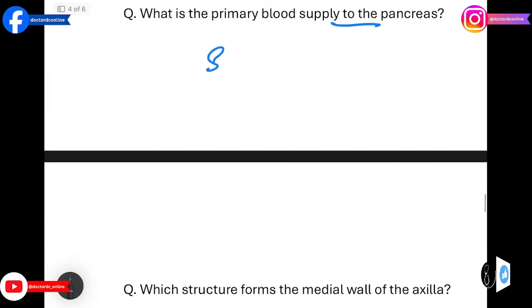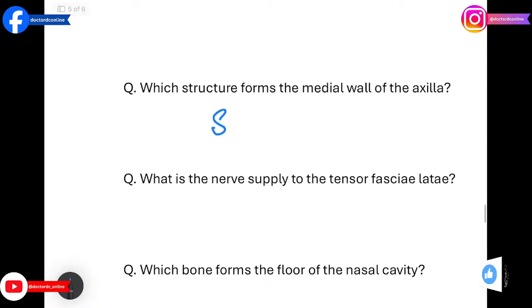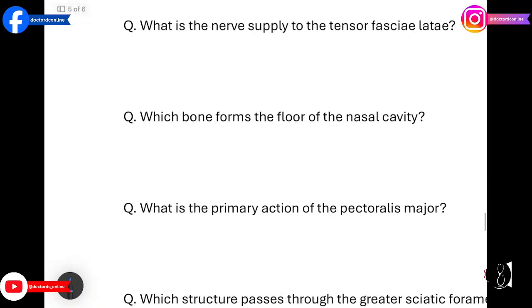The next question is what is the primary blood supply to the pancreas? And the answer is the splenic artery, because its branches along the pancreatico-duodenal arteries supply the pancreas. The next question is which structure forms the medial wall of the axilla? And the answer is serratus anterior, because it lies along the chest wall supporting axillary contents.